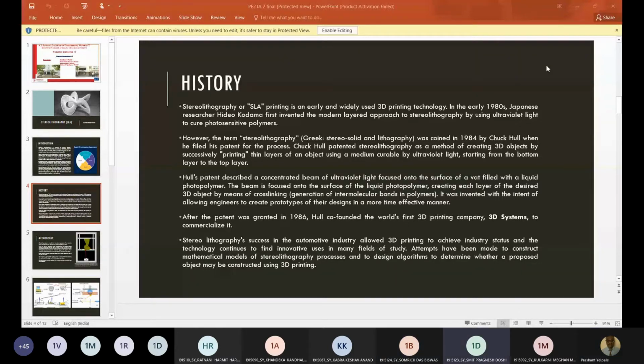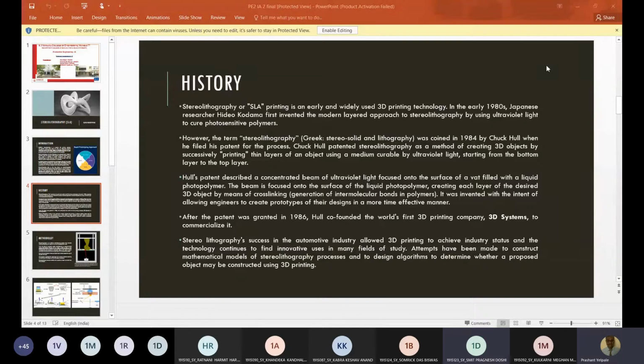So stereolithography was invented by a researcher named Hideo Kodama in the early 1980s. The name was coined by the scientist Chuck Hull in 1984, when he filed his patent for the process.